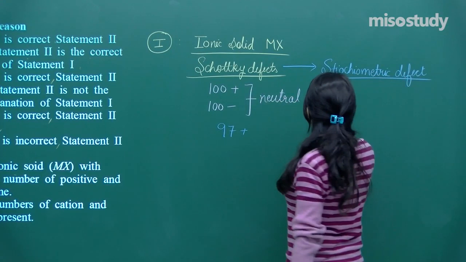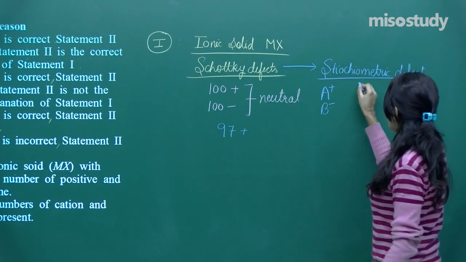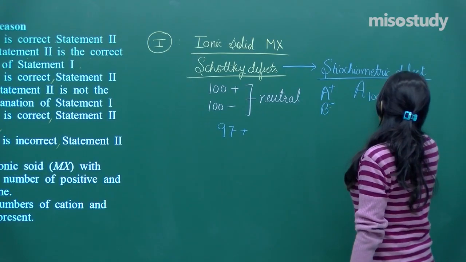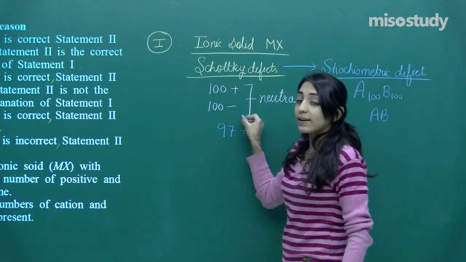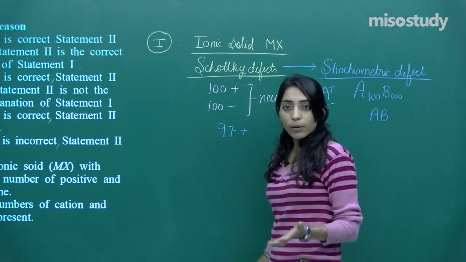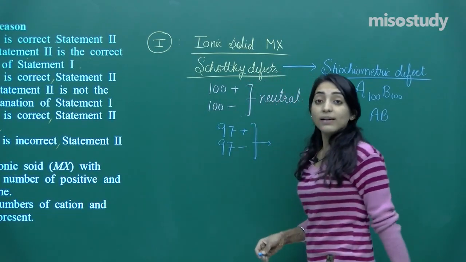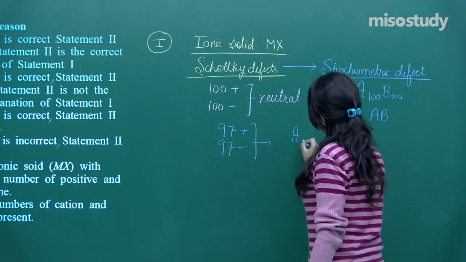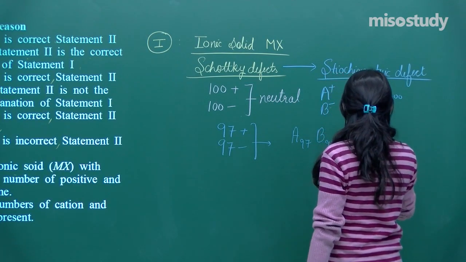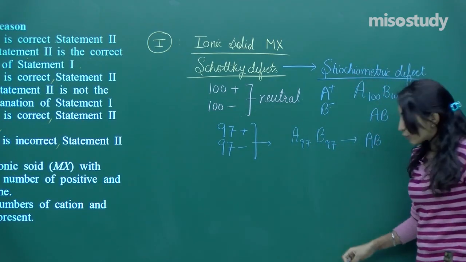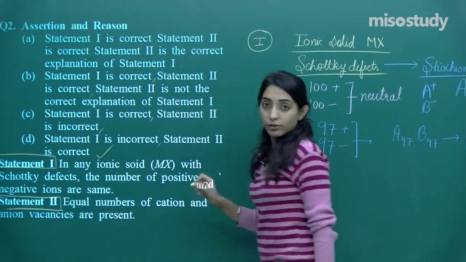So if the formula earlier, let us say A plus were 100, B minus were 100, the final formula was A100 B100. That means AB. Now if I am saying 3 cations have been lost from the molecule, so 3 anions will also be lost, so that now the final formula will be A97 B97, which will end up giving you AB, right? So I think the statement number 1 that has been marked is 100% correct, okay?